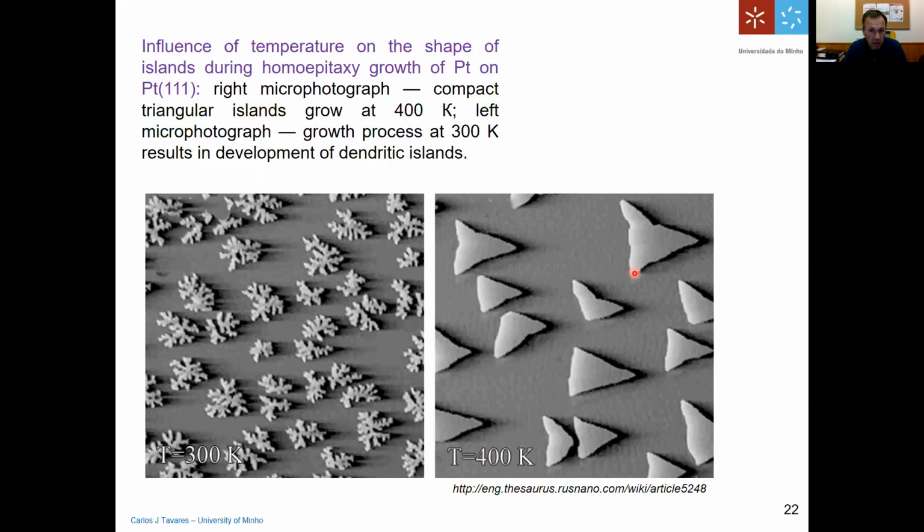On the left, the temperature during the deposition is 300 Kelvin, so it's about room temperature, more or less, about 27 degrees Celsius, okay? And by increasing the temperature from almost room temperature by 100 degrees, this dendritic growth will become more regular, and you'll see a more regular shape of these triangular islands that you see.